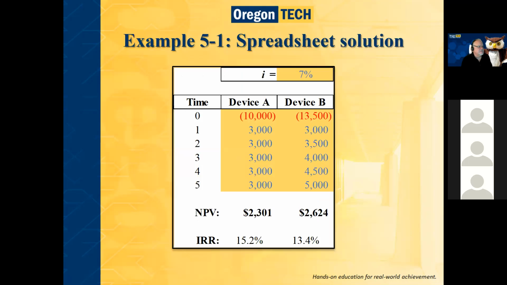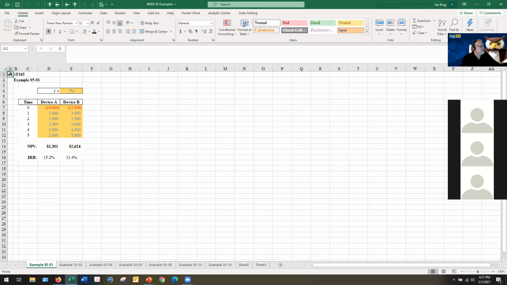It's on the table. Now then, for my spreadsheet solution, here's what I did. Instead of using the gradient, I did net present value. I basically just said, okay, 2,301. I highlighted these with net present value, 3,000, 3,000, 3,000, 3,000, 3,000. Then got the present value of that.